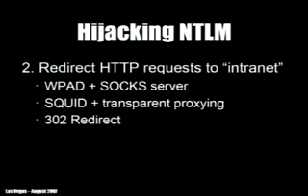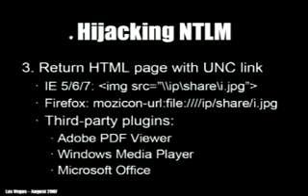And you can do WPAD plus a SOCKS server, which is what I'm about to demonstrate, or we can do Squid transparent or just a 302. Lots of ways to do it. So finally, this is how you actually get them to connect to your SMB server. The first example, which is every version of IE I know of, you just do image source, //IP/share/anything. And they'll go ahead and connect and do the whole thing.